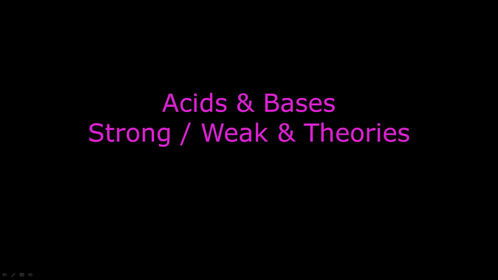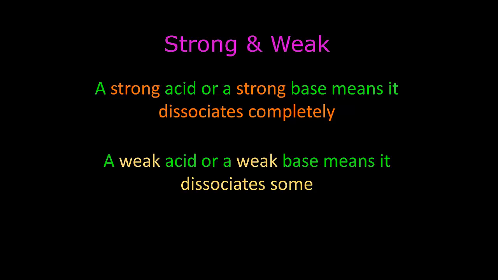Hello, chemistry students. Today we are going to talk about strong and weak acids and bases and two theories of acids and bases. So first let's talk about strong and weak. A strong acid or a strong base means that it dissociates or breaks apart completely in water. It dissociates into its positive piece and its negative piece. A weak acid or a weak base means that it dissociates some or breaks apart some when it's dissolved in water to its positive and negative pieces, but some of it stays as a compound, either covalent or ionic.